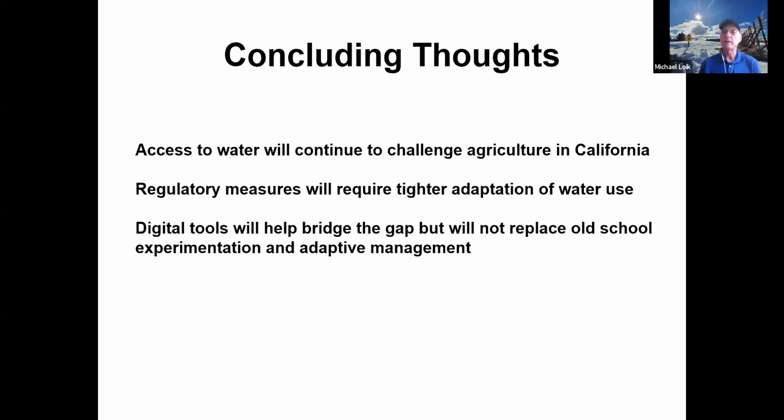And I think that there will be digital tools that can help bridge that gap. But at the same time, those will have to be used alongside well-understood methods for understanding how plants contend with drought or too much water in the future.